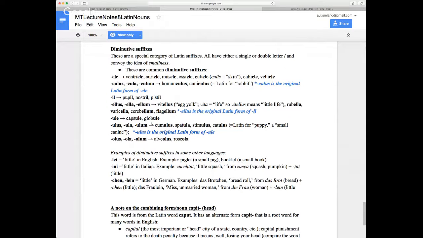Ellus, ulus, and olus. And then I added this list of diminutive suffixes in English just so you can compare. In English, we add -let to words: a piglet is a small pig, a booklet is a small book. In Italian, -ini means little, like zucchini is really a little squash, from zucca, a big squash. And in German, -chen and -lein. So das Brötchen is a bread roll, a little bit of bread. Das Fräulein is a little Frau, die Frau. Frau is woman, Fräulein is miss.